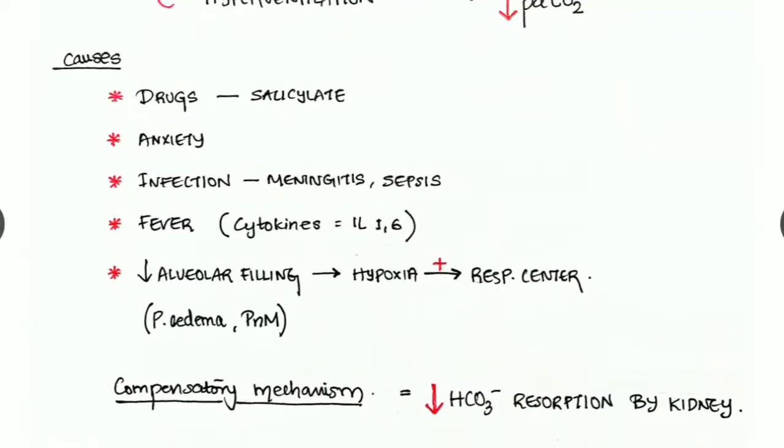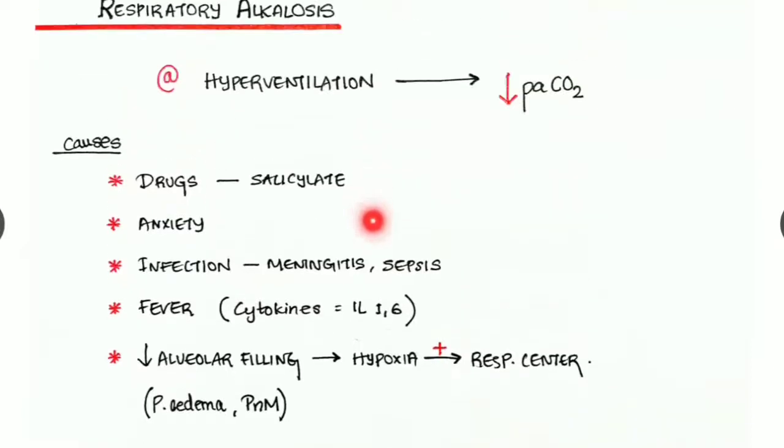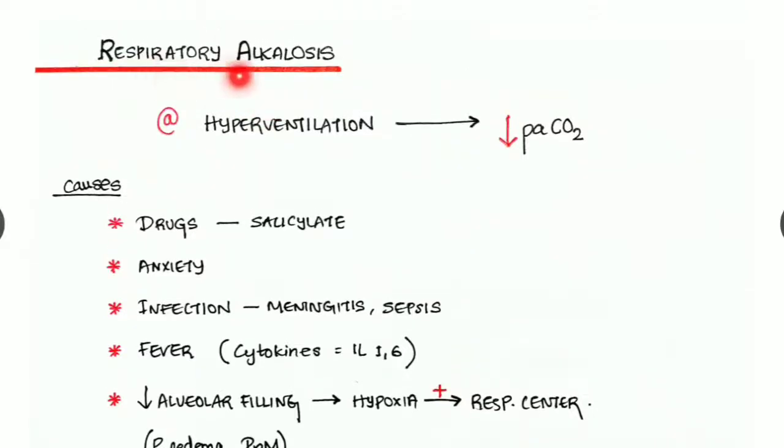Somehow the body has to compensate this. What is being done? The compensatory mechanism is just opposite to the respiratory acidosis. Here we have to reduce this bicarbonate reabsorption from the kidneys. Yes, bicarbonate is the agent of alkalinity in the blood. So if we are decreasing its reabsorption, then we can increase the acidic nature by decreasing the alkaline nature in the blood. And that is how the respiratory alkalosis is being compensated.